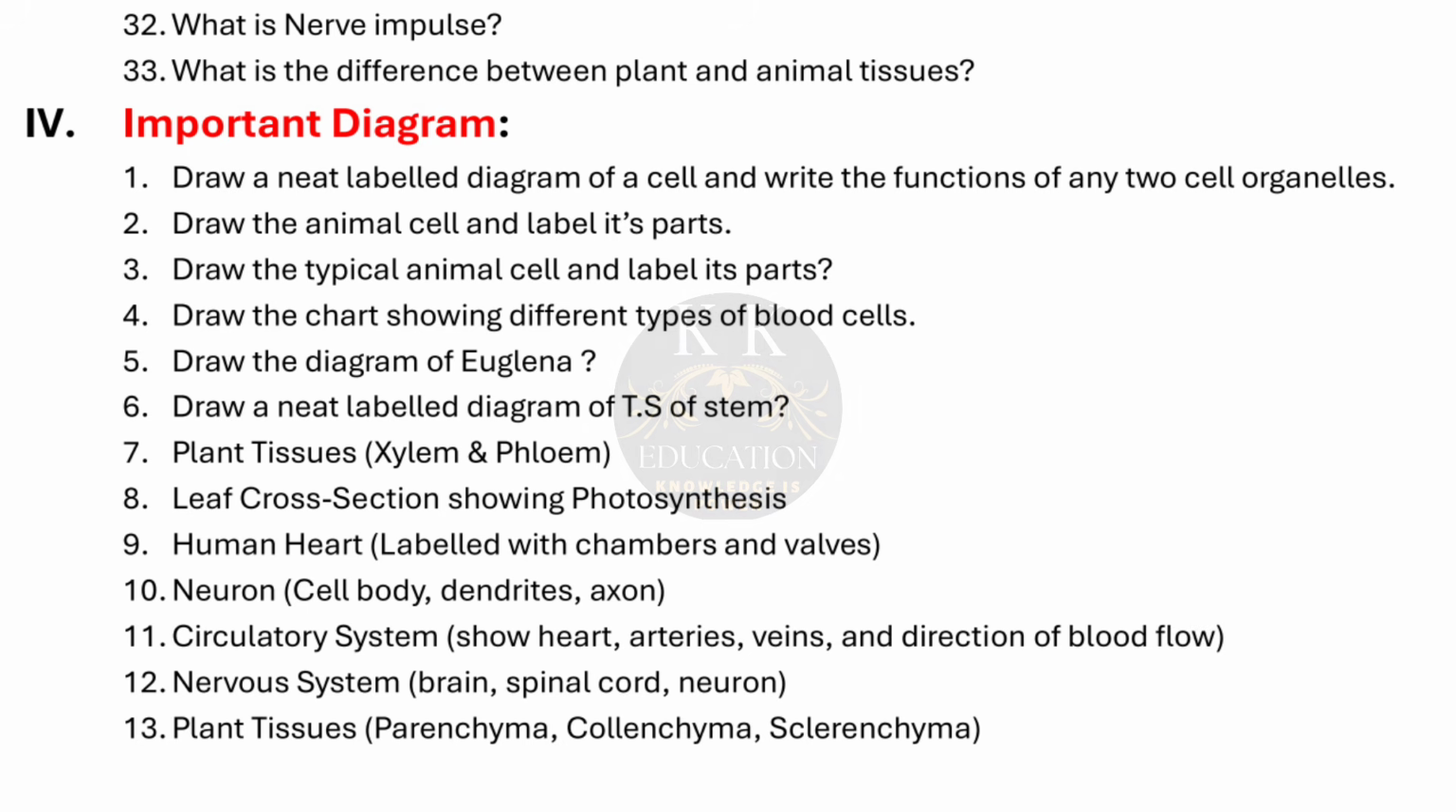Eighth one, leaf cross section showing photosynthesis. Ninth one, human heart labelled diagram with chambers and valves. And 10th one, neuron, cell body, dendrites, axon, etc. 11th one, circulatory system, show the heart, arteries, veins and direction of blood flow. 12th one, nervous system like brain, spinal cord, neuron, etc. And 13th one, plant tissues, parenchyma, collenchyma and sclerenchyma.